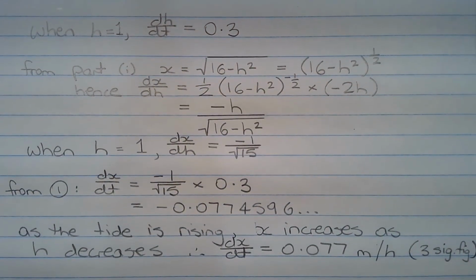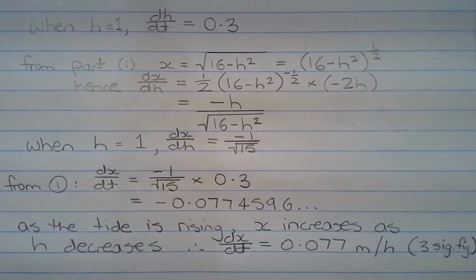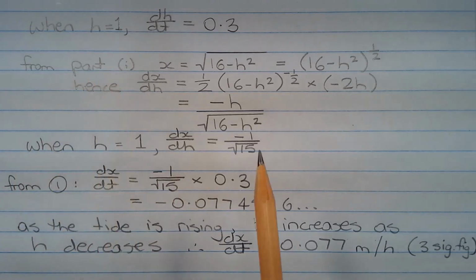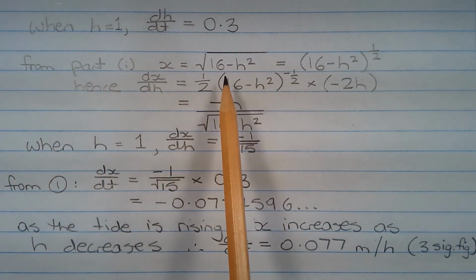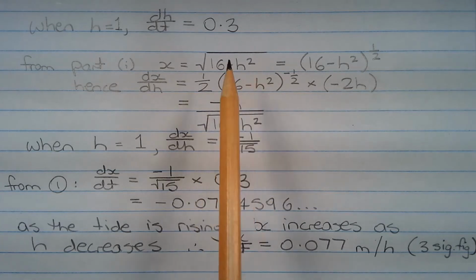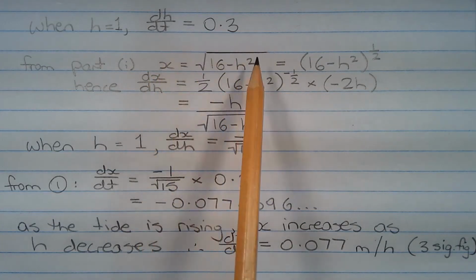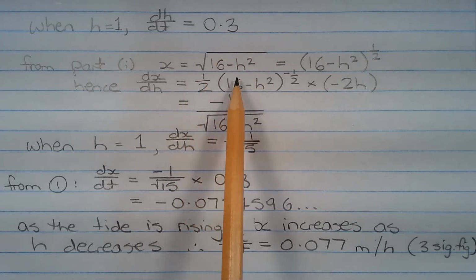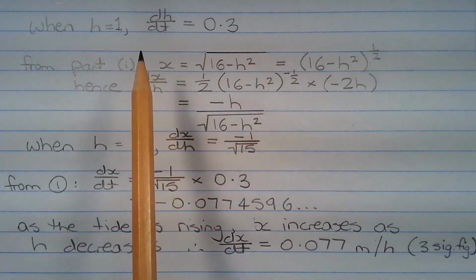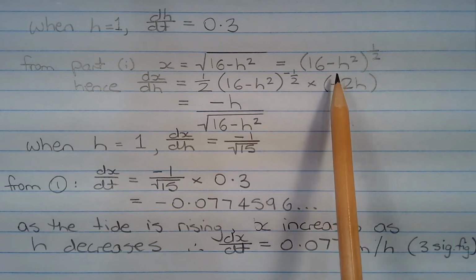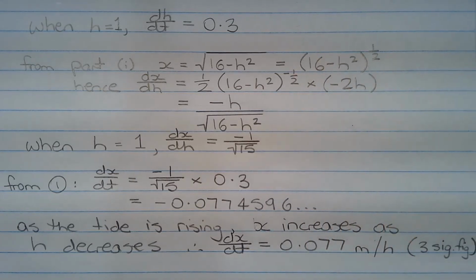So we need to find dx/dh, and we need to find the value of dx/dh when h is equal to 1. So we need to differentiate x with respect to h. Now from part 1, x is equal to the square root of 16 minus h squared. But before we differentiate x with respect to h, we need to express the square root of 16 minus h squared in index form. So x is equal to 16 minus h squared, all raised to the power of half.